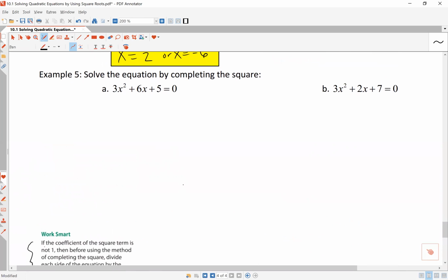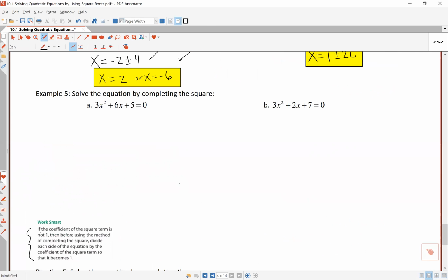So since this is an equation, I can divide both sides by 3. That gets divided by 3, that by 3, and that by 3. Now we have the right-looking type of equation. We've got the coefficient of x squared is 1, and now we do the first step, which is to subtract 5/3 from both sides.